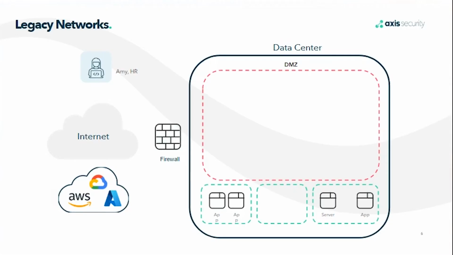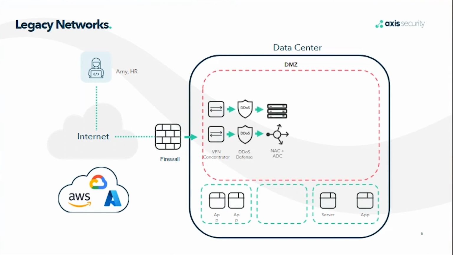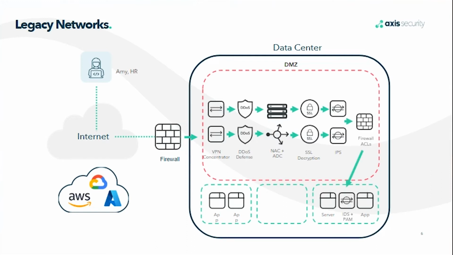As an example, consider the steps an employee must navigate to access an application. Let's take the case of Amy. Amy works in HR. She needs access to an employee database. And since she's working from home, she logs in to her laptop in the morning. She turns on her VPN. She traverses the internet. She passes through a firewall, connects to a VPN concentrator, navigates a DDoS defense system, is interrogated by the NAC system, works her way through an SSL decryptor, is checked by an IPS system, and then yet again interrogated by another firewall.